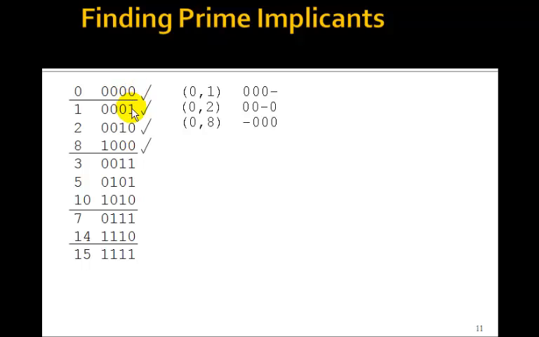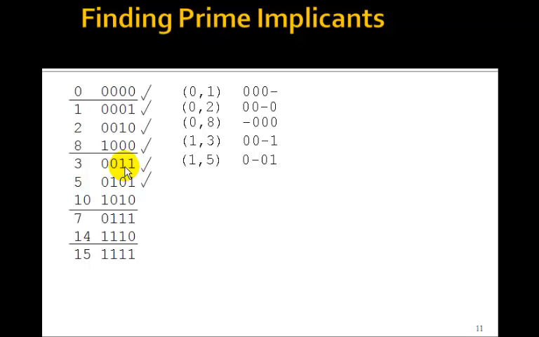So, we got to do 1 and 3. How about 1 and 3? Yes, 0, 0, dash, 1 it looks like, and we'll check off the 3. How about 1 and 5? 1 and 5, 0, dash, 0, 1 it looks like. Check this one off. How about 1 and 10? Nope, we got too many flipping here. How about 2 and 3?